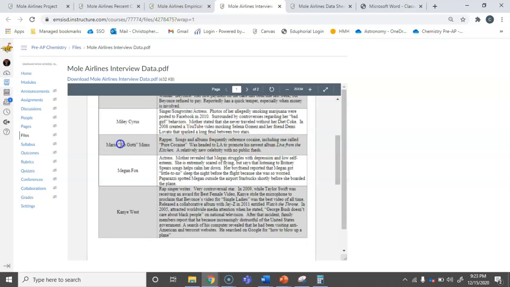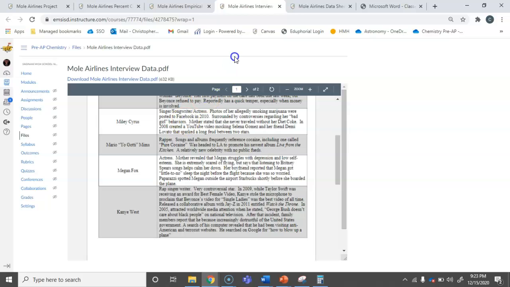If we look right here on Mario Yogati Mims, we can see that he's a rapper. Songs and albums frequently reference cocaine, including one called Pure Cocaine. Was headed to LA to promote his newest album, Live from the Kitchen, a relatively new celebrity with no public feuds. We could take our guess and say that Yo Gotti is probably the one that's going to have cocaine.